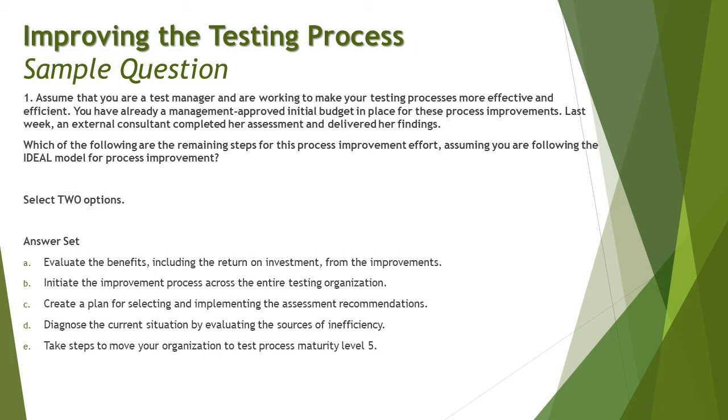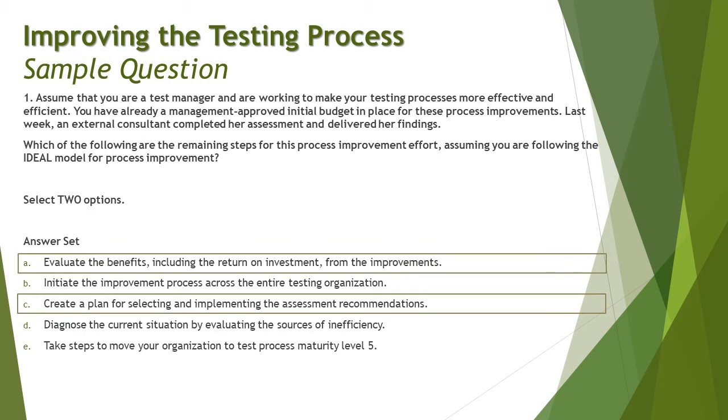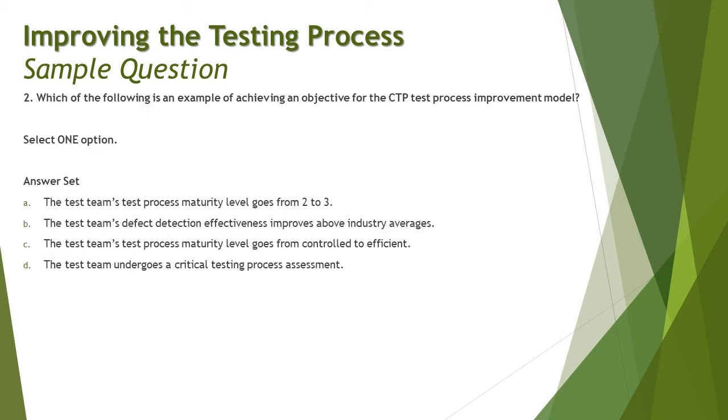So the only remaining thing and the right answer here is A and C. Evaluate the benefit, including the return on investment from the improvement, and create a plan for selecting and implementing the assessment recommendations. So C should be performed first, then you will have option A. So putting it all together, that's the right answer. Let's look at another example.